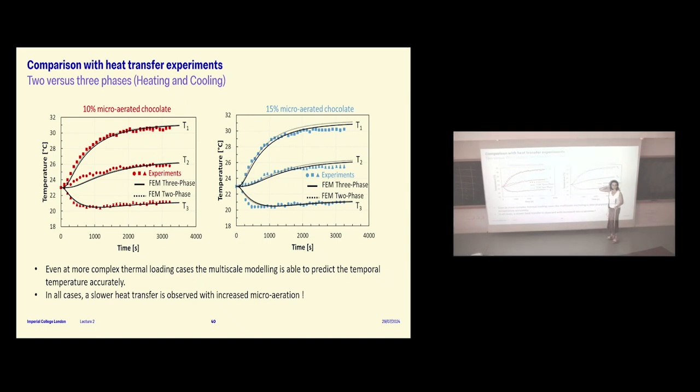Why is that? So remember, the difference between the 2-phase and 3-phase, we're putting that ring around each pore, right? So if you get more pores, then it will have a bigger effect. So that's why here is a bigger difference.